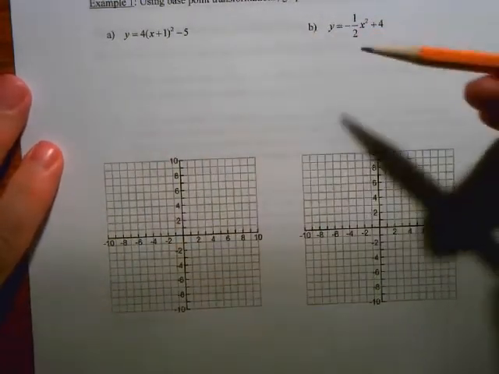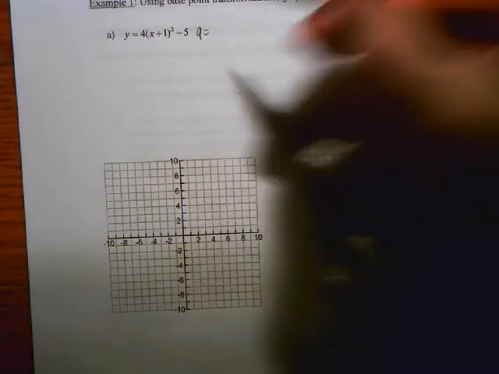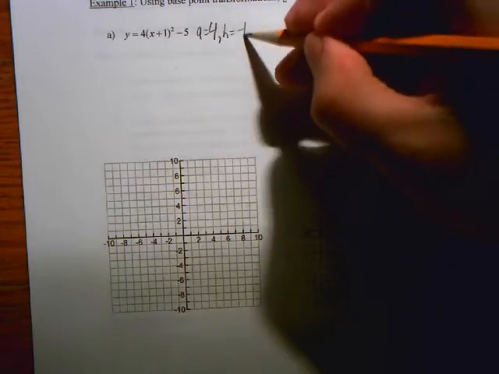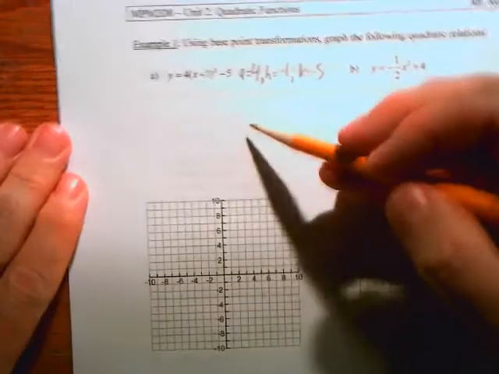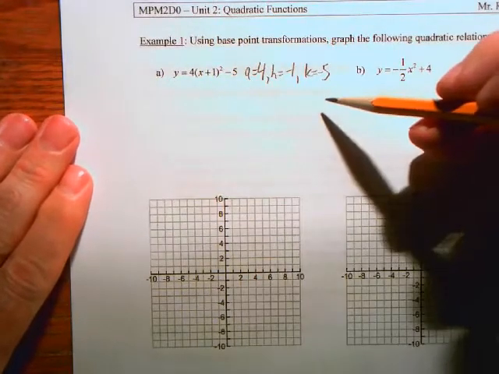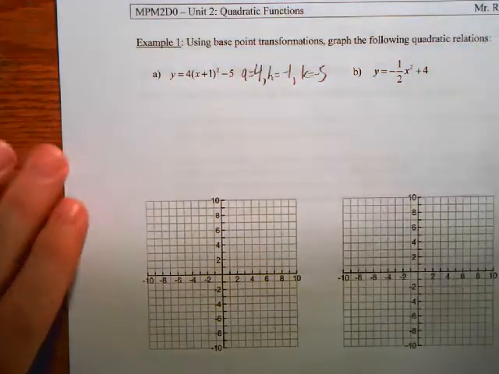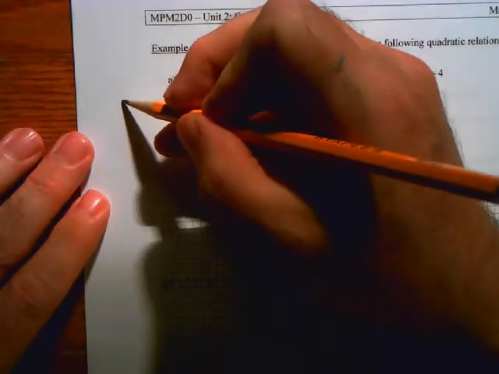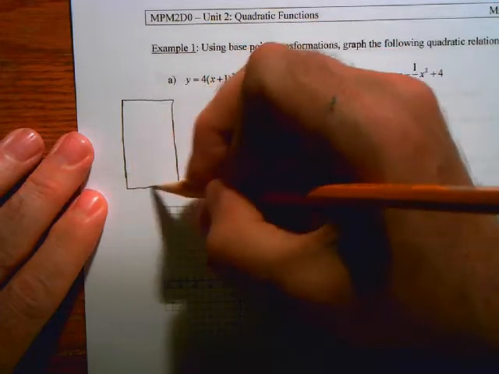First one, y equals 4 times (x plus 1) squared minus 5. So the first thing I'm going to do is write out the values of a, which is 4, h is -1, and k is -5. Okay, and I don't have a whole lot of room here to work with. It'd be better if you used a bit more space than I'm going to here, to avoid silly mistakes. But I'm just going to fit it in here to show you that you can do all this work in a confined space.